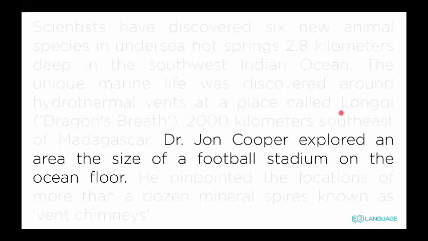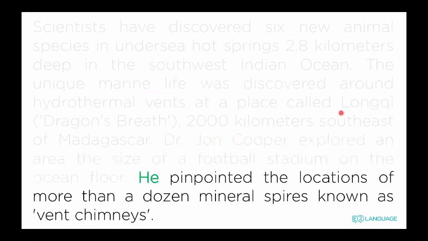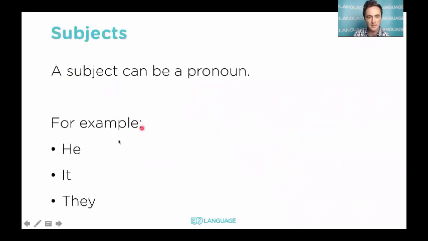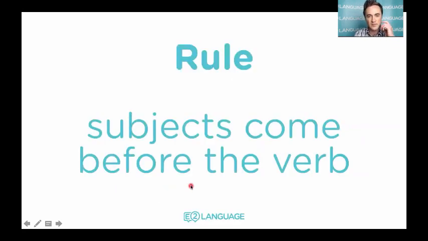The third one was pretty easy. It was Dr. John Cooper. Fine. And the fourth one was a little bit interesting. It was a pronoun, he. So they were the 4 subjects. Now this brings us to another rule. Subjects can also be a pronoun. For example, a subject can be a pronoun like he, it, or they. That's a little rule to remember.